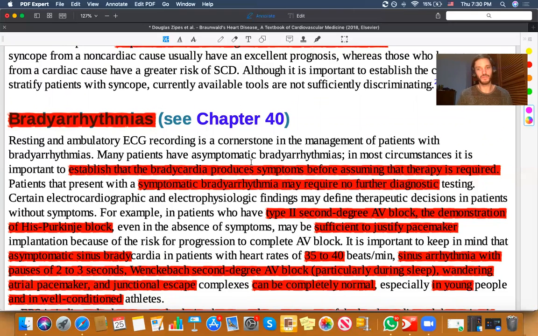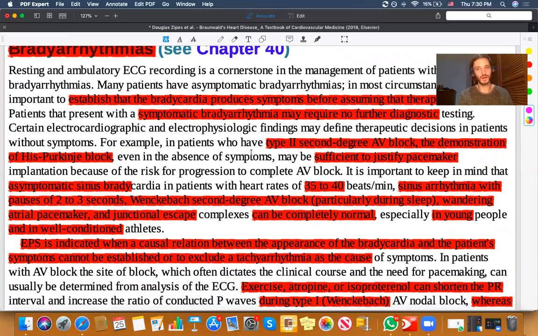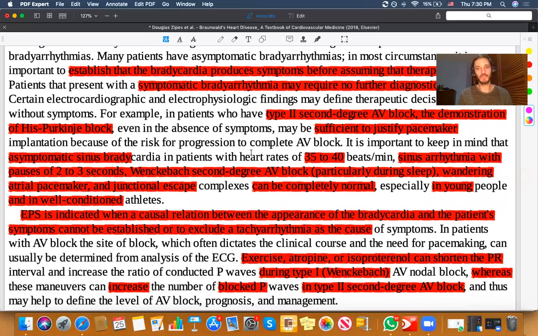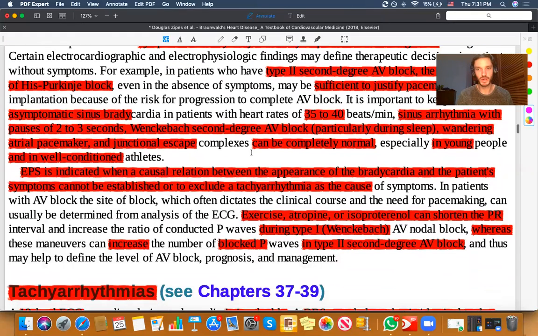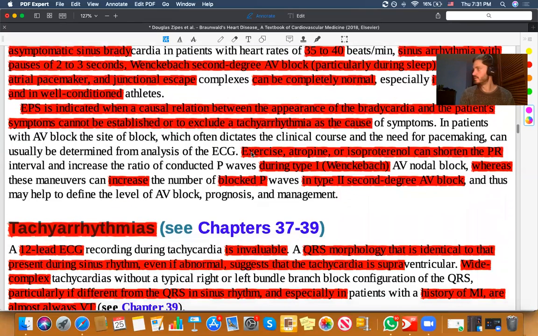Asymptomatic sinus bradycardia of 35 to 40, sinus arrhythmia with pauses of 2 to 3 seconds, Wenckebach second-degree AV block, particularly during sleep, wandering atrial pacemaker, and junctional escape can be completely normal, especially in the young and well conditioned. EPS is indicated when a causal relationship between the appearance of the bradycardia and the patient's symptoms cannot be established, or to exclude a tachyarrhythmia as the cause. Exercise, atropine, or isoproterenol can shorten the PR during type 1 or Wenckebach AV nodal block, whereas they increase the block of P waves in type 2 second-degree AV block.